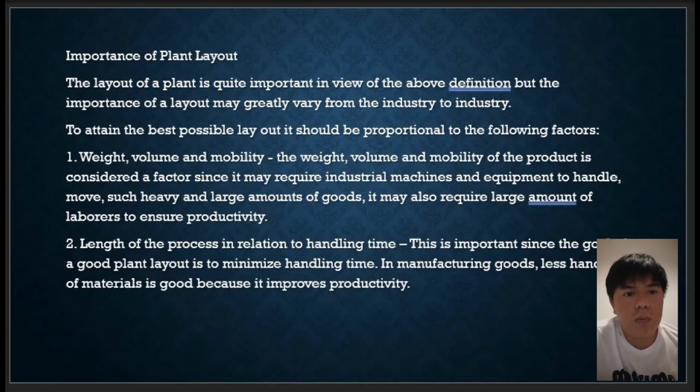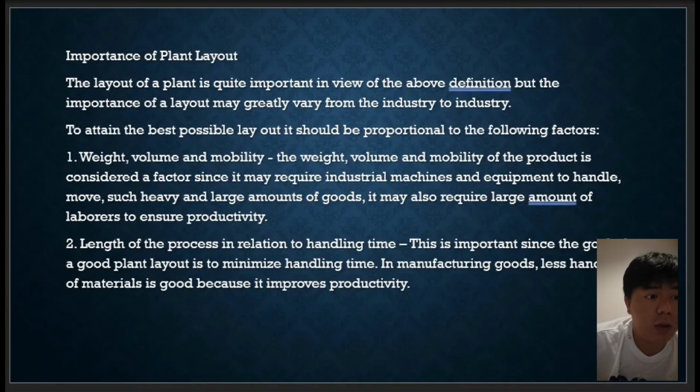The weight, volume, and ability of the product is considered a factor since it may require industrial machines and equipment to handle and move such heavy and large amounts of goods. It may also require a large number of laborers to ensure productivity.